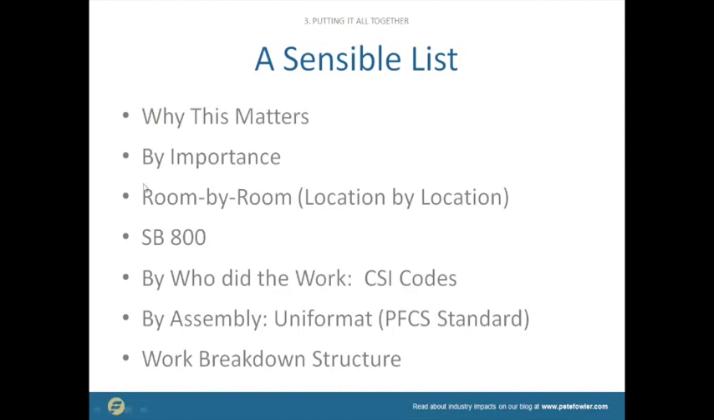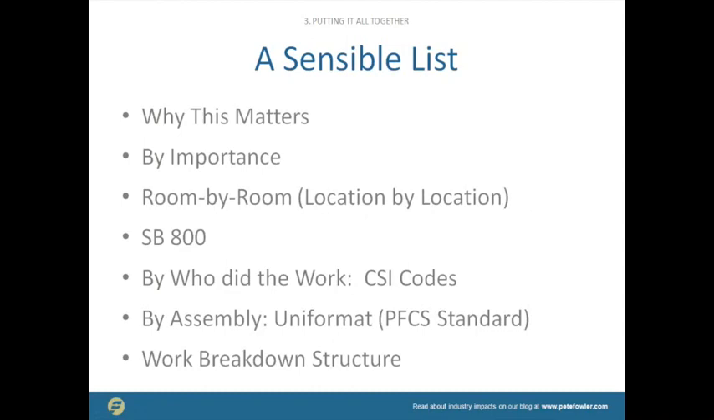All right, sensible list. Why this matters. Estimates happen either room by room, or you might use the SB 800 list if you're in California. That's the builder's right to repair law, by who did the work. Then there's the Construction Specifications Institute MasterFormat, which is generally used by most construction. If you're sitting in a big building right now, your project probably had a set of plans and a specifications manual, and the specifications manual was probably ordered by the Construction Specifications Institute MasterFormat.